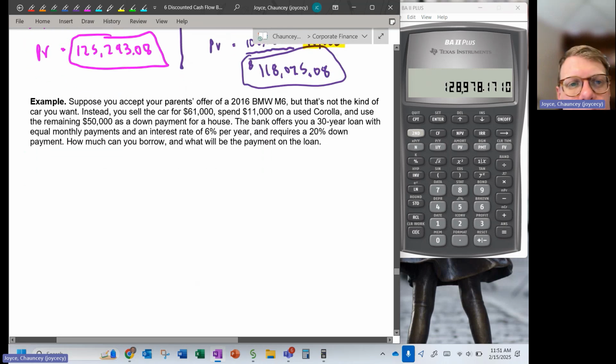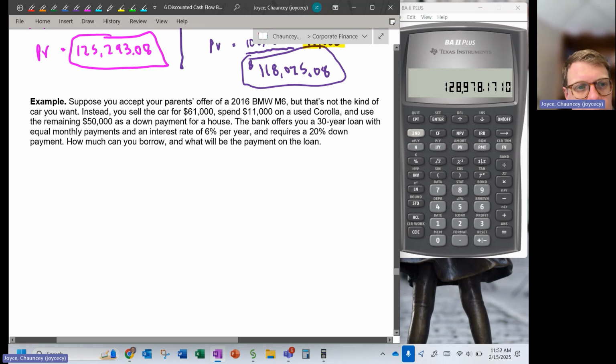All right, you have parents that I didn't have. If they just gave you a BMW M6, but you said, "Hey, that's not the kind of car I want." Instead, you sell the car for 61,000, spend 11,000 on a used Corolla, and then use the remaining 50,000 as a down payment for a house. So, wow, look at you. You're making some really good financial choices here early on in your career.